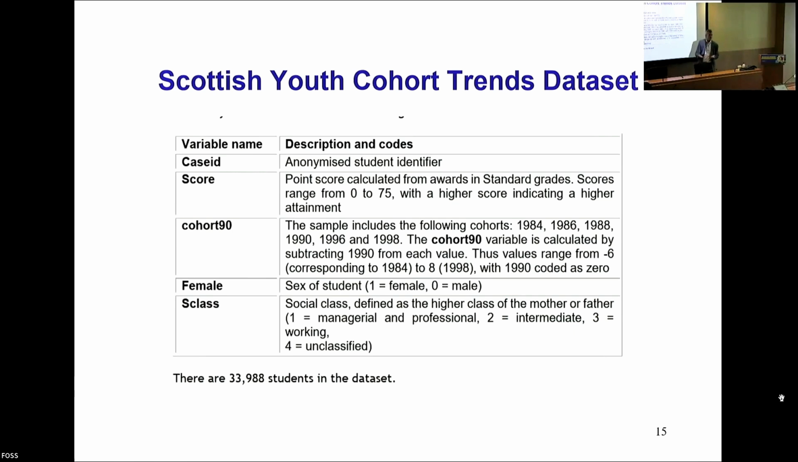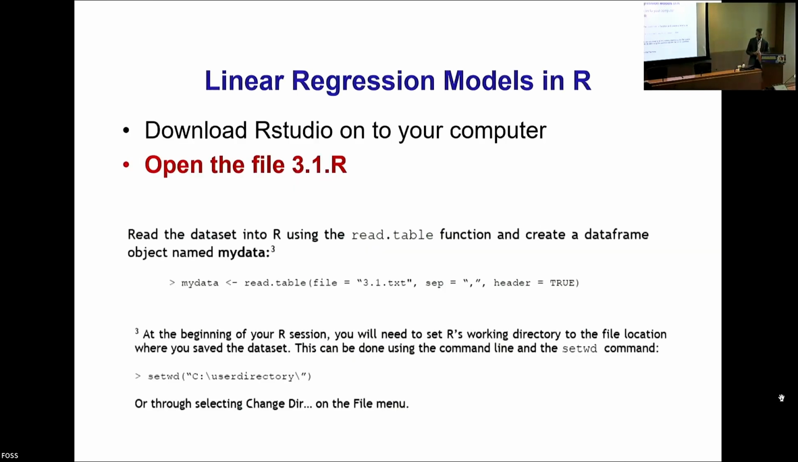The Y variable, we're trying to explain what influences their exam test scores, which range from 0 to 75. We've got the anonymized ID of the student. We've got their sex, where 1 is equal to female and 0 is a male student. And there are measures of social class as well: 1 is managerial, 2 intermediate, 3 working class, and 4 unclassified. So the social class of, I think, the fathers. And there are about 34,000 students in this data set.